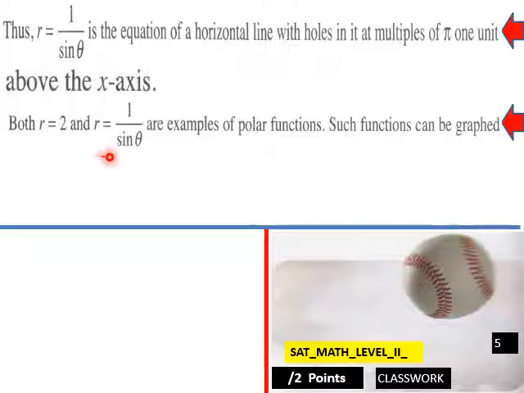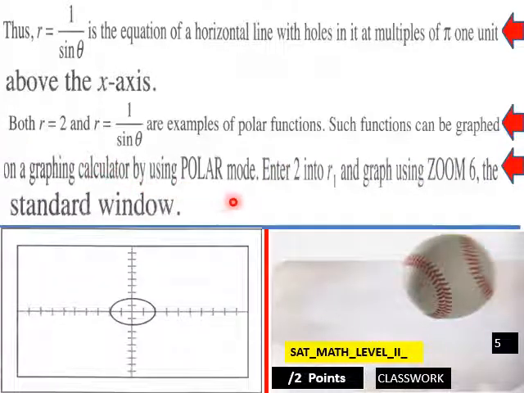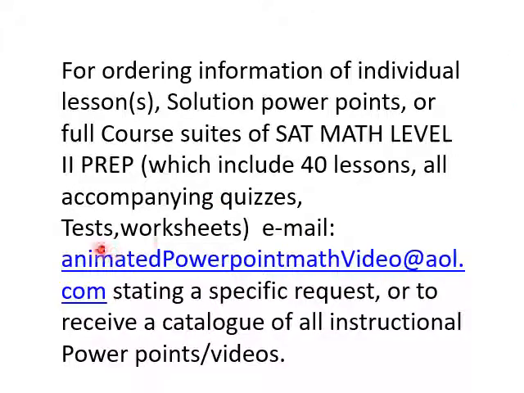Both r equals 2 and r equals 1 over sine theta are examples of polar functions. Such functions can be graphed on a graphing calculator by using polar mode. Enter 2 into r1 and graph using Zoom 6 in the standard window, and then this is what you should have here for r equals 1 over sine theta. And that is lesson 14, polar coordinates, SAT Math Level 2 Prep.